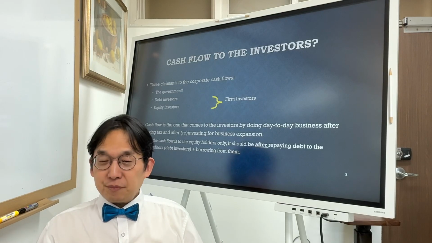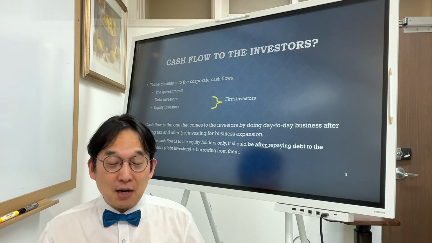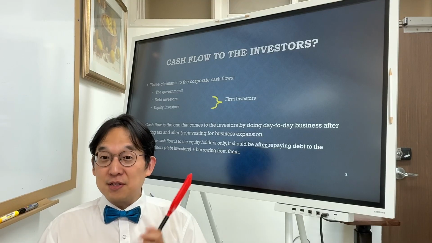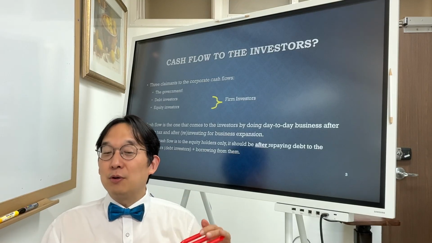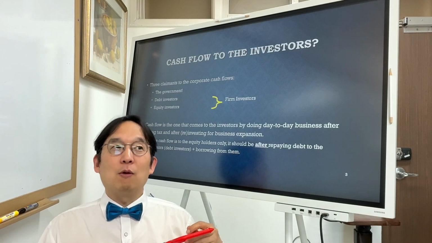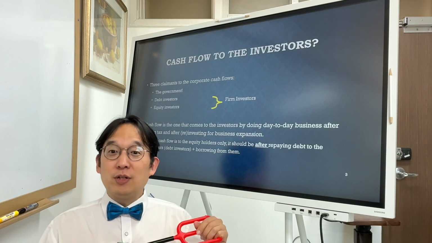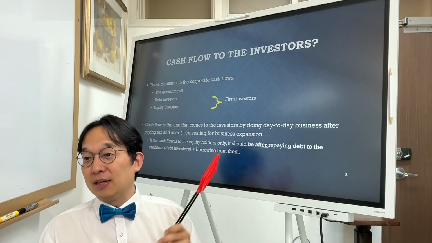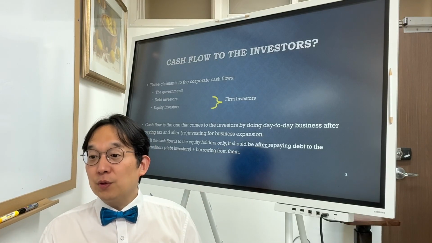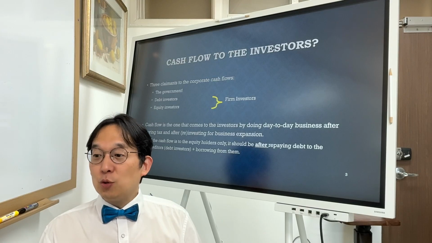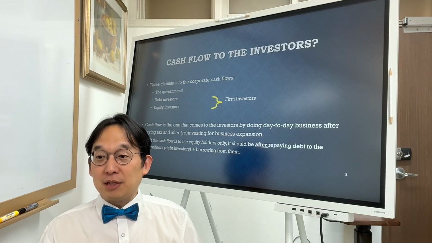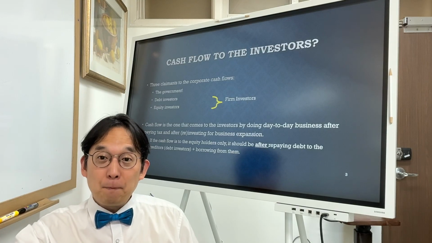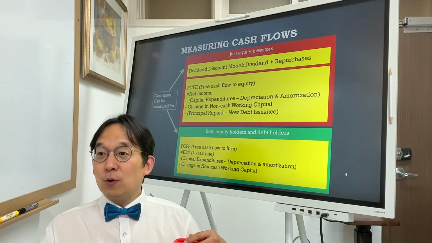So why don't we just work with the net income, okay? You may question: you learned about the accounting basics and the financial statement, so you can think about net income. Why don't we think of it as a cash flow to the equity holders? Good question, but there is something we have to consider together, okay? If the cash flow is to the equity holders only, it should be after repaying debt to the creditors or debt investors and borrowing from them. So, measuring cash flow, how does it work?